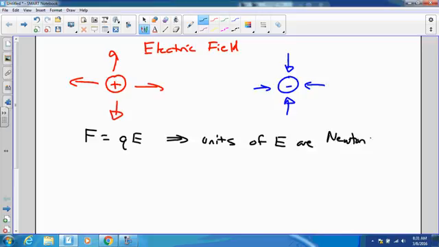So, Mr. King, would you like us to think of the F equals QE as the base formula? Good. Very good. Yes, that's exactly right.